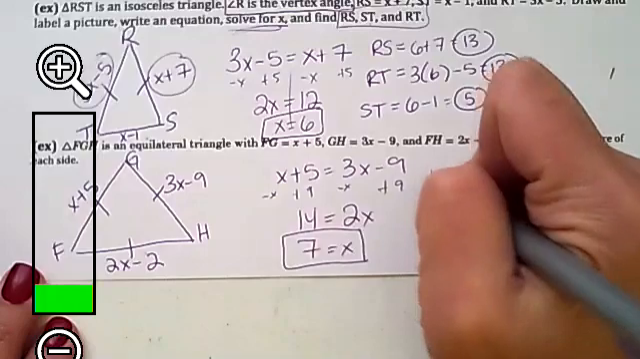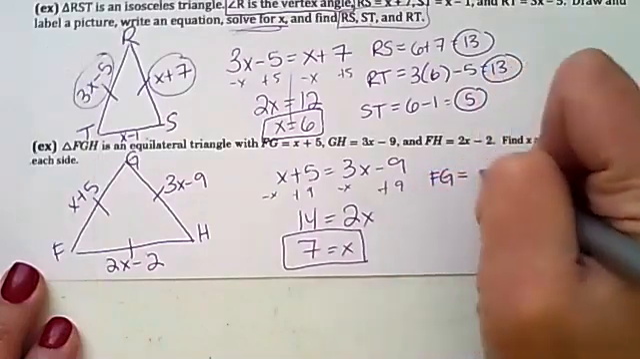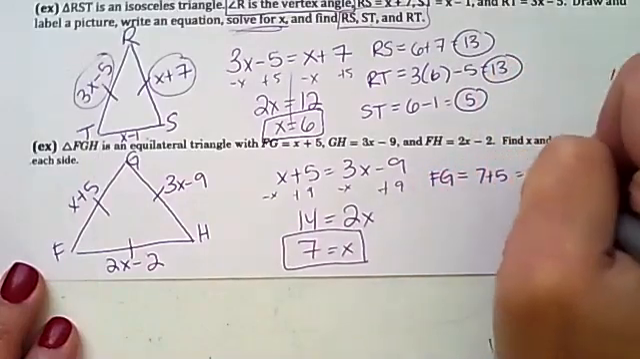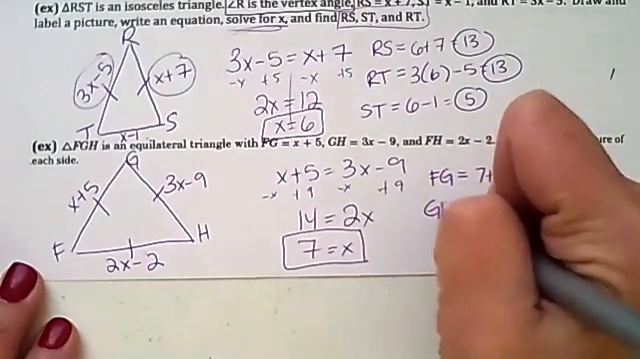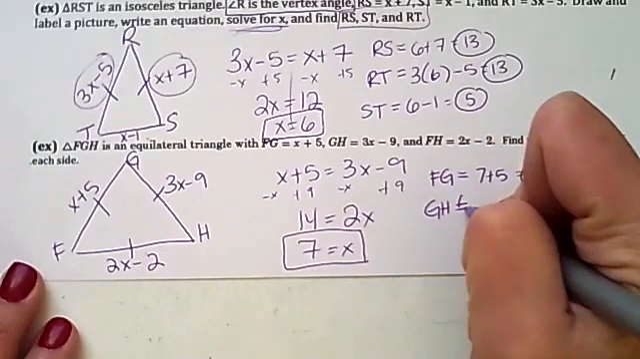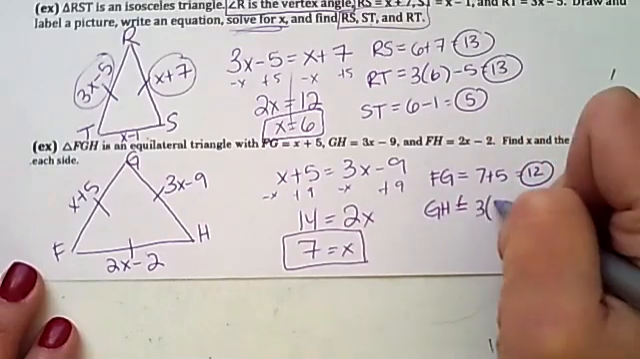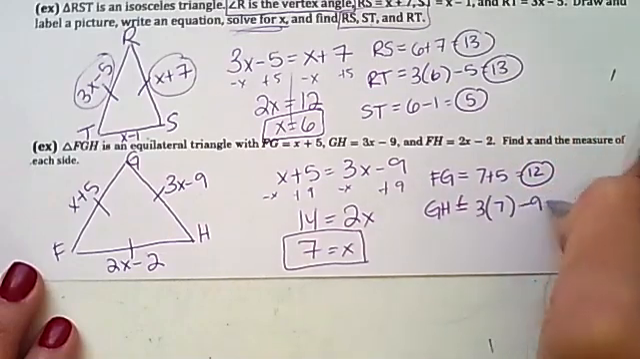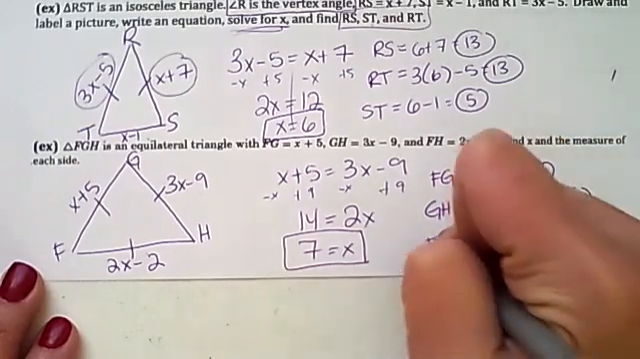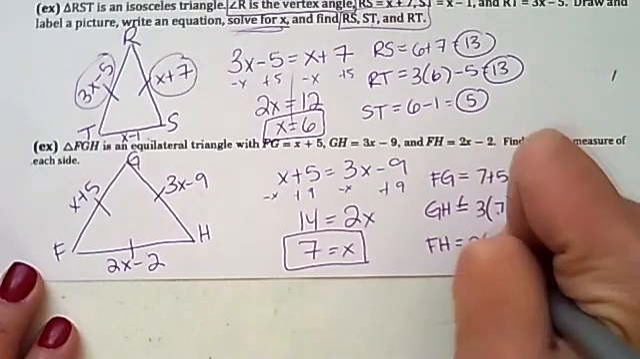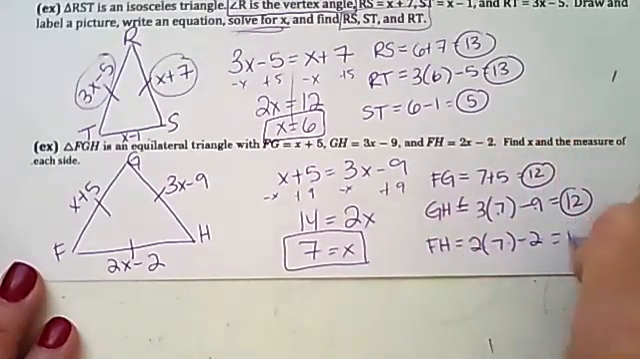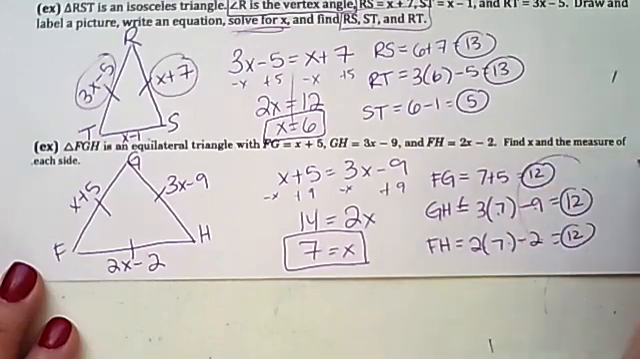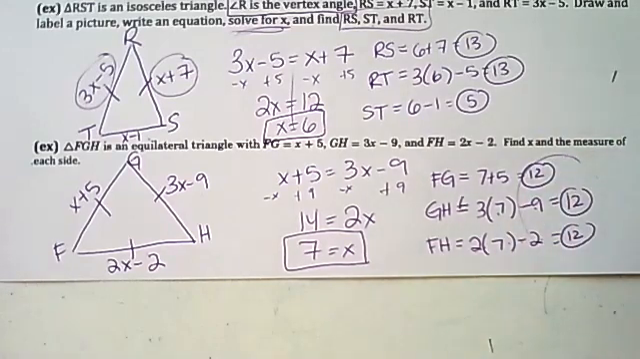So let's see, FG is x plus 5. So 7 plus 5, which is 12. So I should be getting 12 for all three of these values now. GH is 3x minus 9, so 3 times 7 minus 9. That's 21 minus 9, which is 12. And then FH is 2 times 7 minus 2. 2 times 7 is 14, minus 2 is 12. So you should get that all three are the same, or else something went wrong.